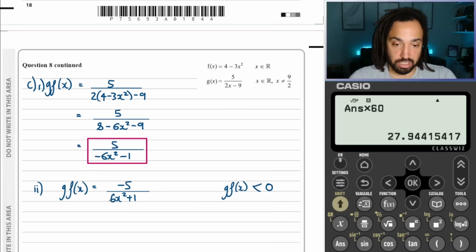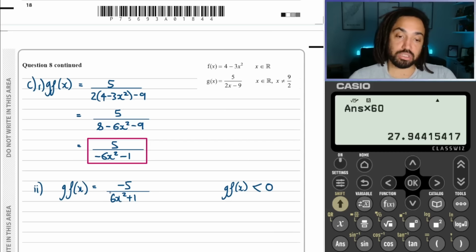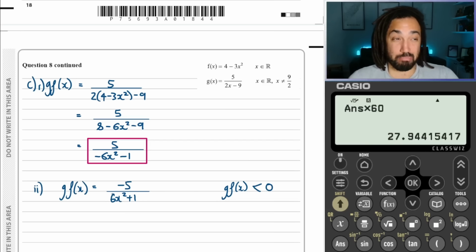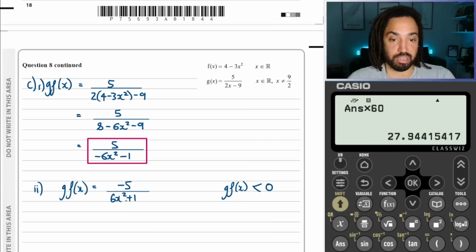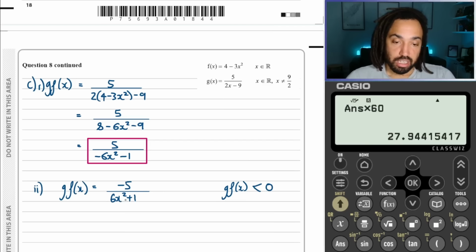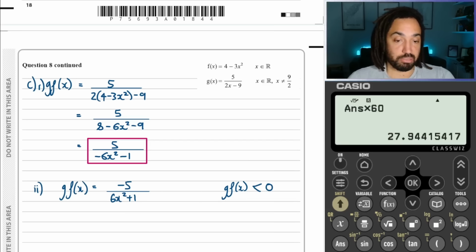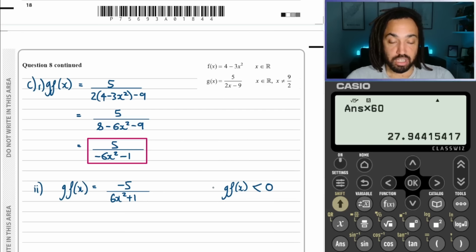Well, let's look at the bottom here and think about if I want to get the biggest negative value, I would need the denominator to be as small as possible, because if you divide by a smaller number you get a bigger value. So what's the smallest this could possibly be? Well, x squared is always positive, so the smallest it could be is 0, and that would leave just 1 on the bottom, which would give us minus 5 over 1, which gives us minus 5.